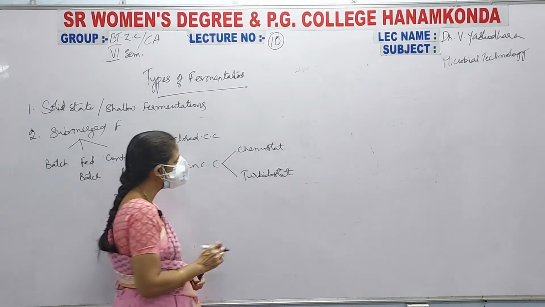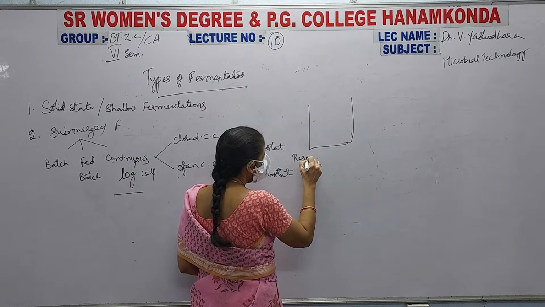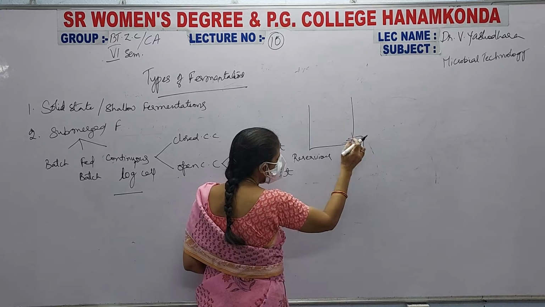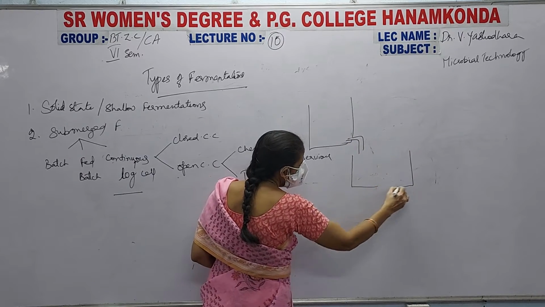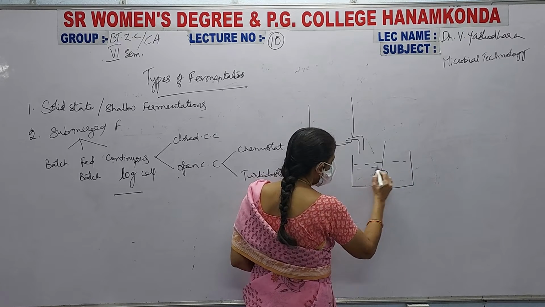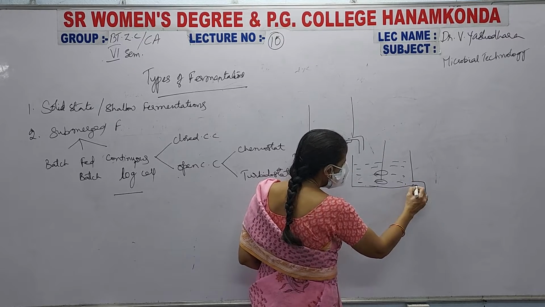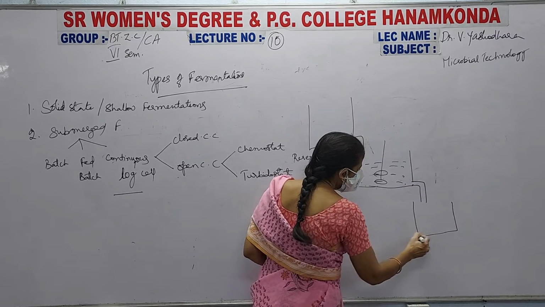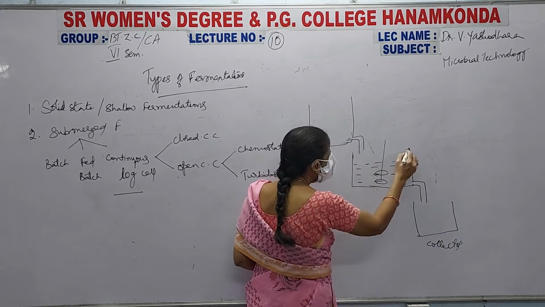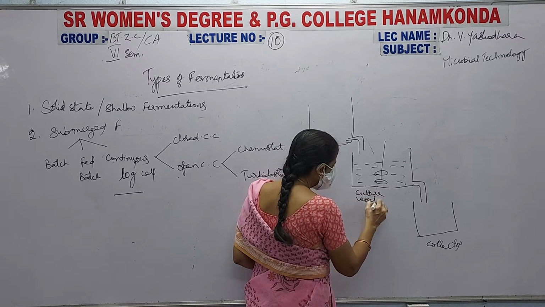In this chemostat, see here, this is your reservoir, and this is connected to your culture vessel, and this is connected to your collector. This is your culture vessel, or you can call it a fermenter.